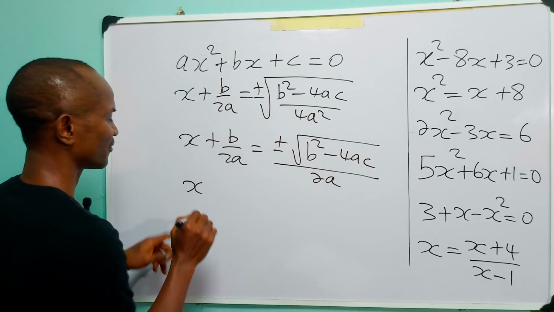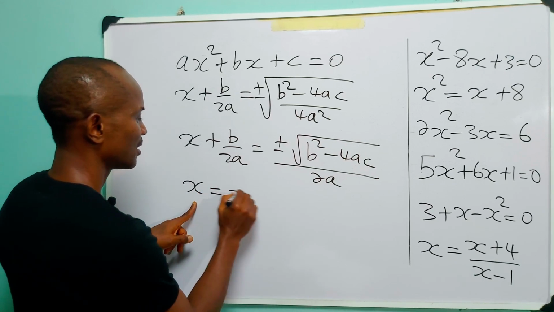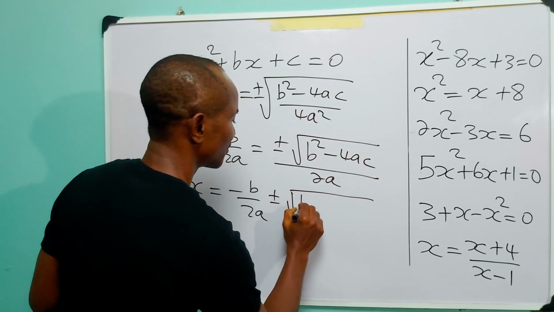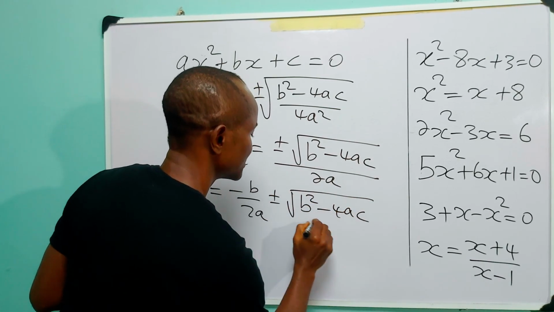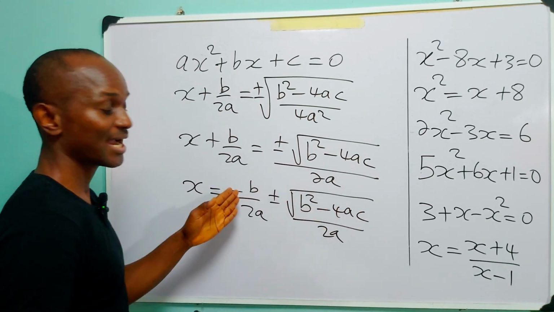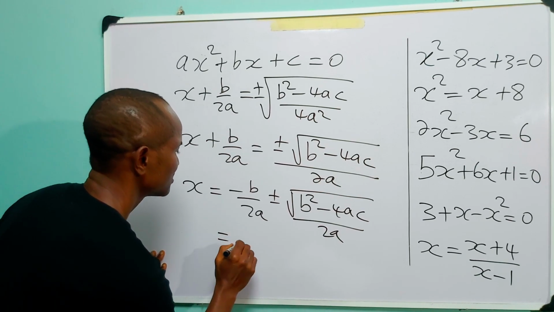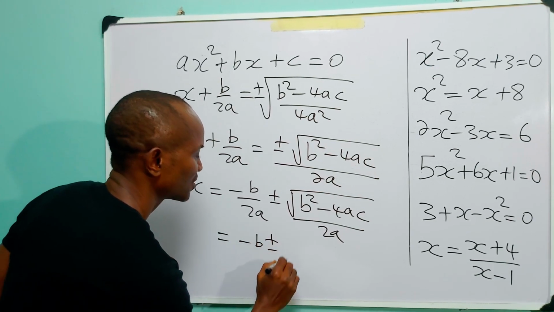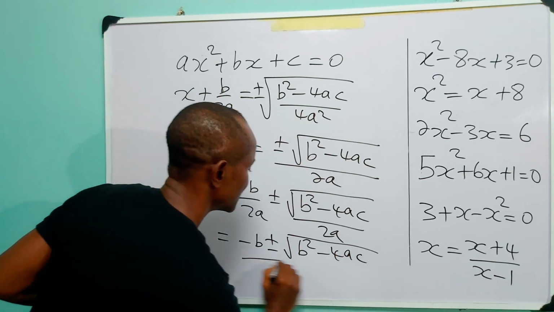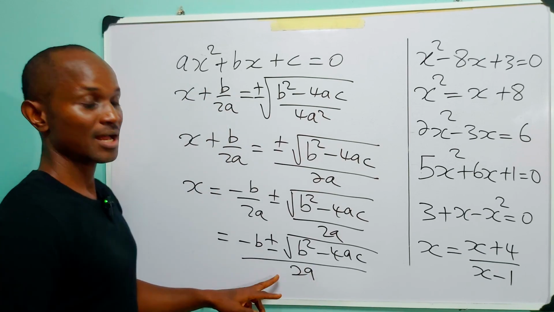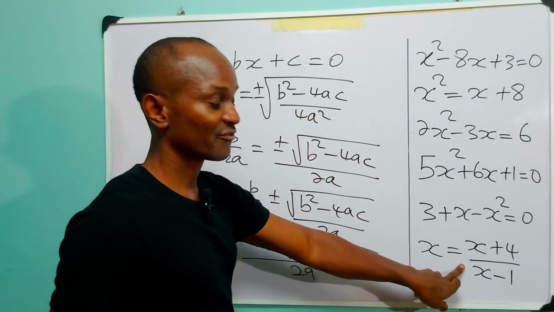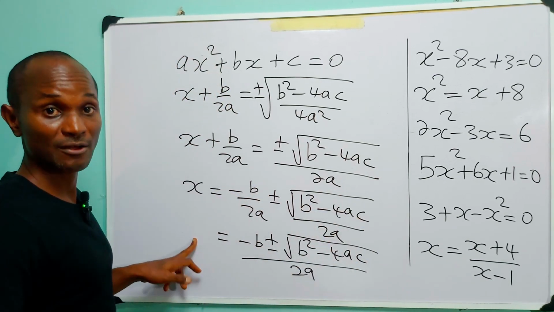Very good. So now to find the value of x, we have that x is equal to minus b over 2a plus or minus the square root of b squared minus 4ac divided by 2a. Now, since they have the same denominator, we can combine everything into one fraction. And we have that this is equal to minus b plus or minus the square root of b squared minus 4ac divided by 2a. And of course, we all know that this is the quadratic formula. So now we will be solving the very last equation with the quadratic formula.